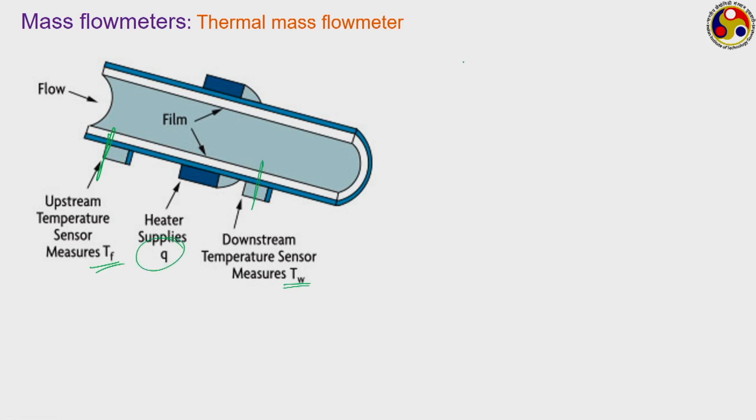quantity of heat Q. Then this rate of heat transfer Q dot can be written as m dot, the mass flow rate, into Cp into the change in temperature, that is Tw minus Tf. Or I can write m dot is equal to Q dot by Cp into Tw minus Tf. Now, if we can give a constant value of this Q dot and measure these two temperatures Tw and Tf, we can get a measurement of the mass flow rate. So, that is exactly what is done in a thermal mass flow meter.